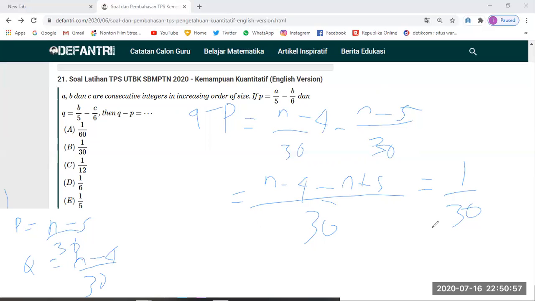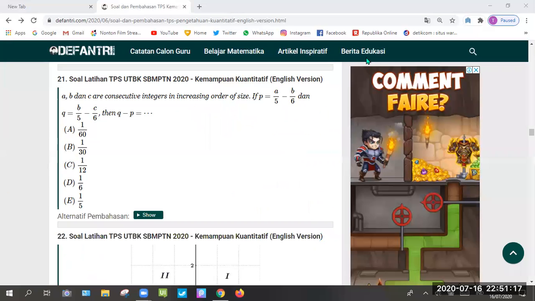Yeah, we can use the charts, and yeah, here it is. It already had the answer, 1 per 30. Okay, we're done with number 21, and it is your turn, Anon Teenager, for number 22. Okay, number 22.